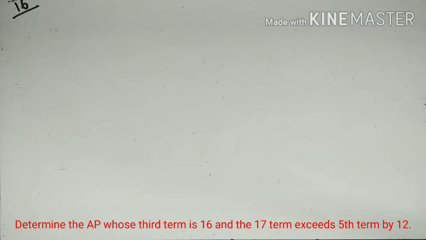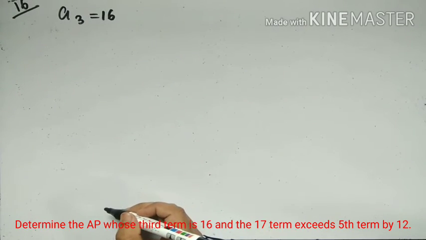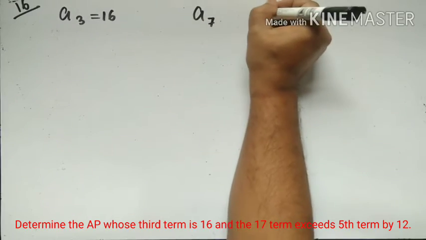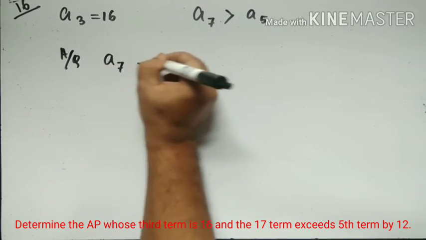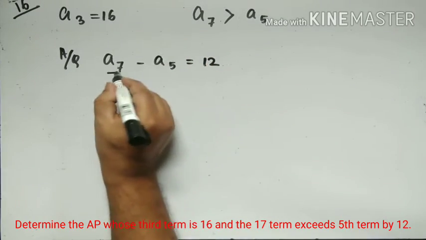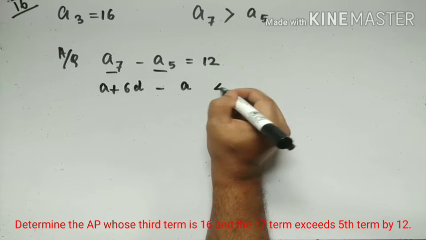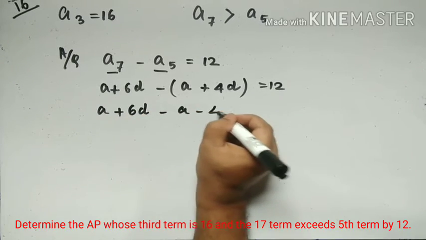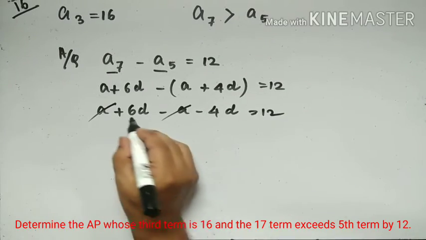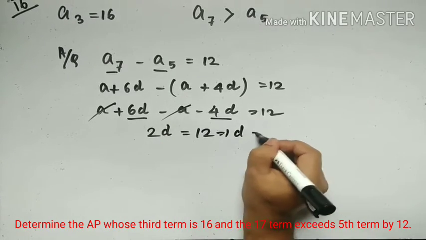Now in this question, determine the AP whose third term is 16. That means A3 is given as 16, and the 7th term exceeds the 5th term by 12. The 7th term is greater, the 5th term is less. According to the question, 7th term minus 5th term, the difference is 12. So, what is the A7 formula? A plus 6D. And the A5 formula? A plus 4D. So, A plus 6D minus A minus 4D equals 12. Now A gets cancelled, 6D minus 4D is 2D equals 12. So the value of D equals 6.